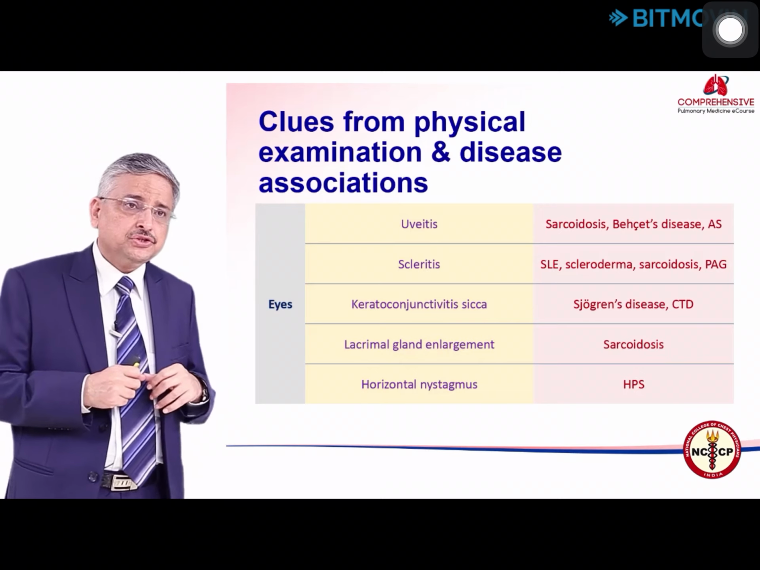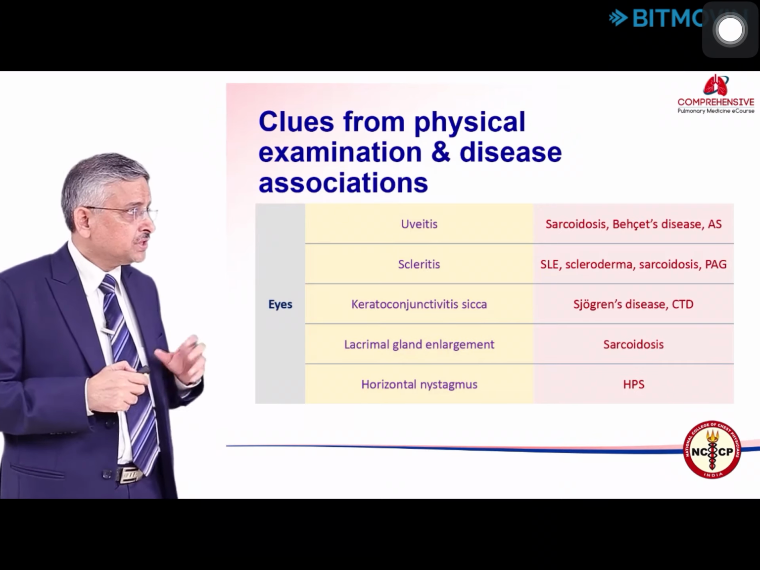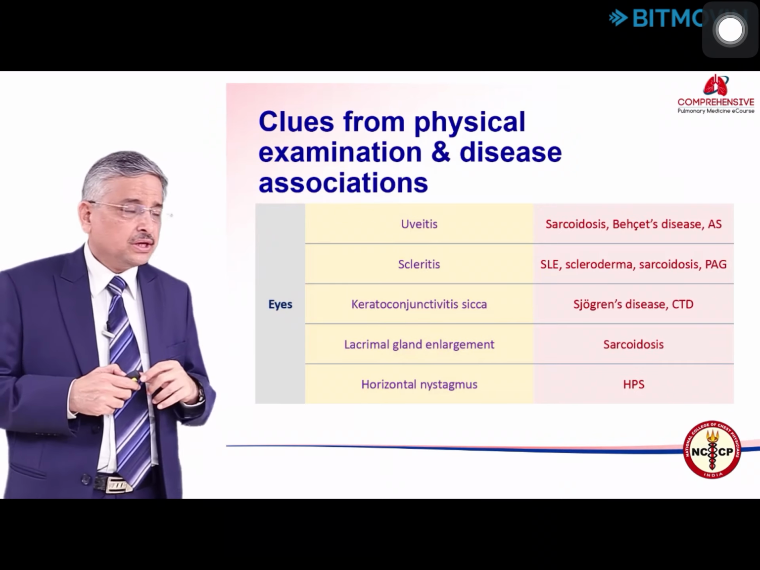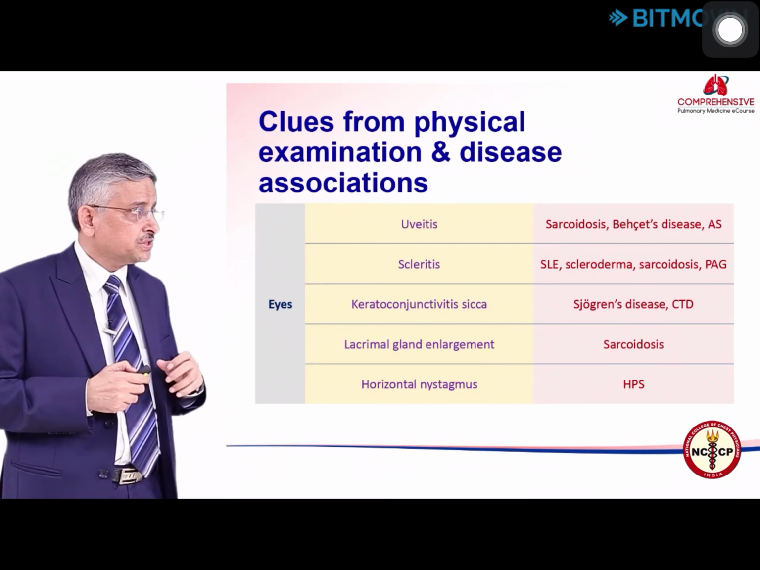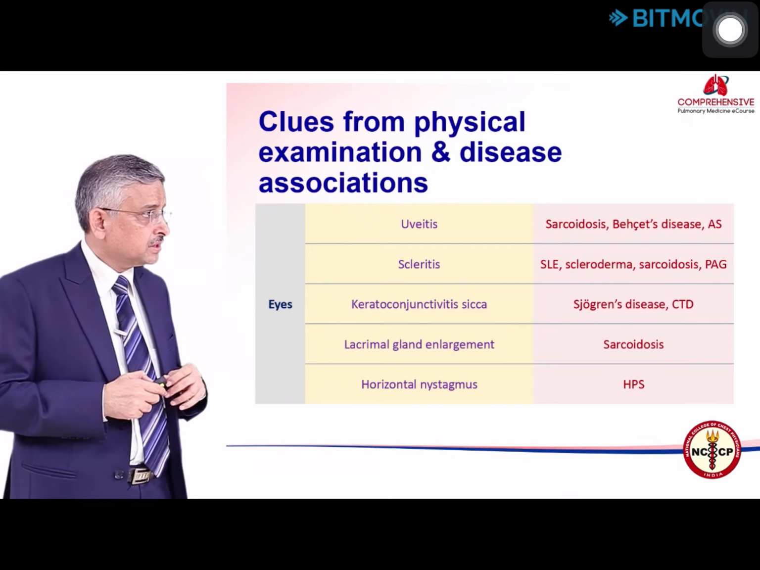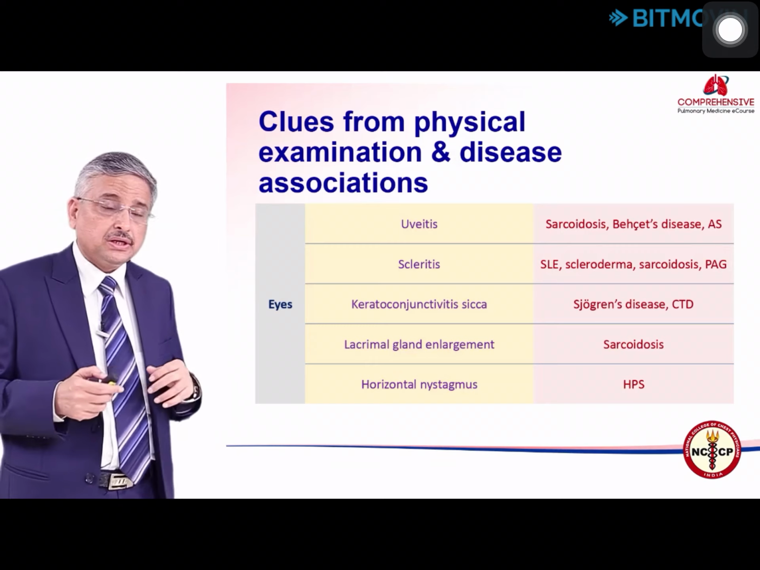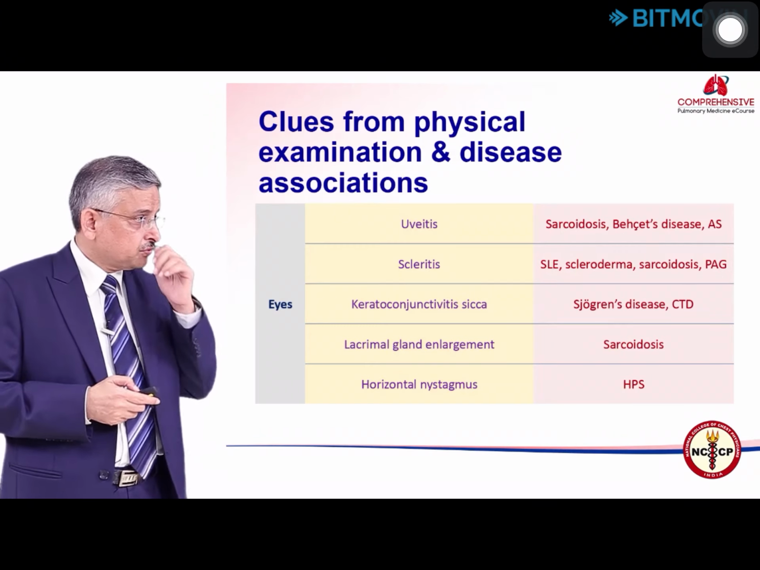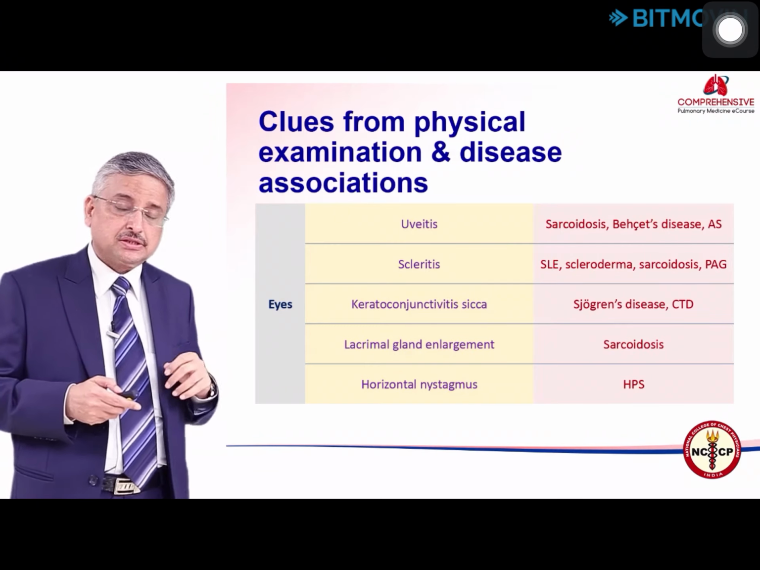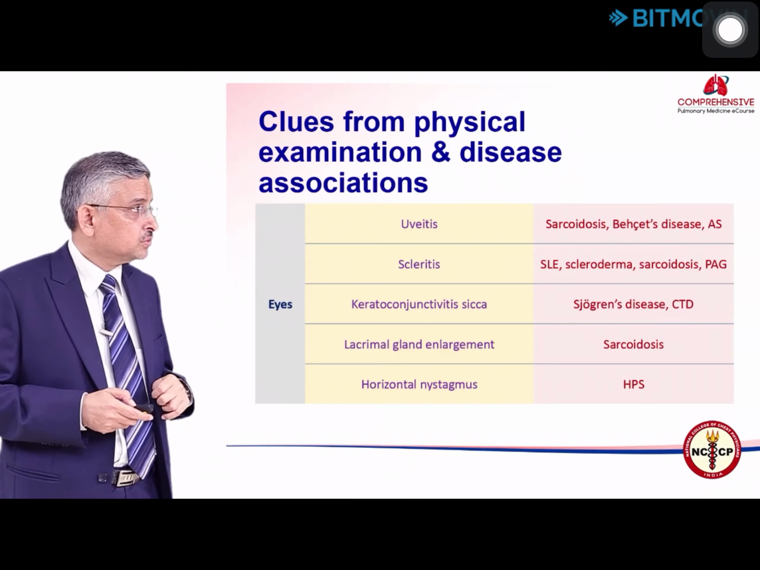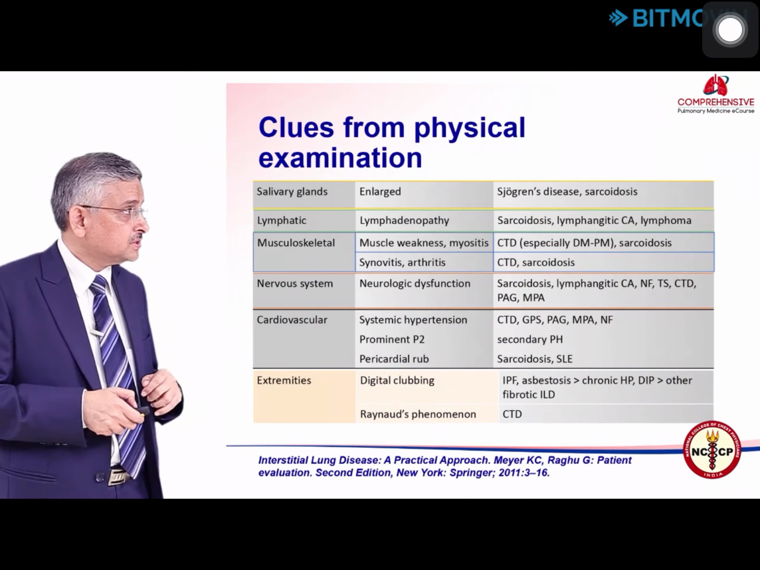All patients with ILD should have an eye examination. If there is uveitis, again it helps you and gives you a clue that there may be sarcoid or Behçet's. Look for scleritis, keratoconjunctivitis, look for lacrimal gland involvement, and all of this will give you an idea of whether sarcoidosis could be the underlying etiology for the interstitial lung disease.